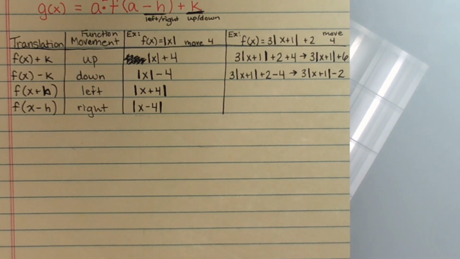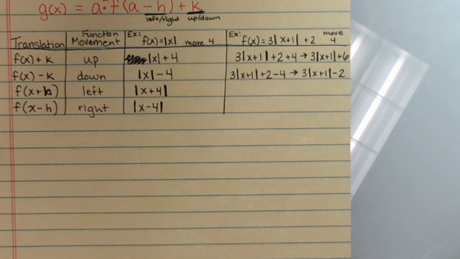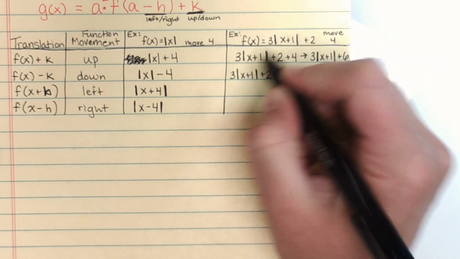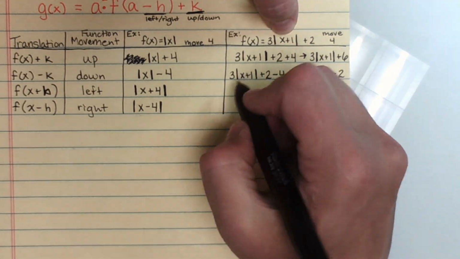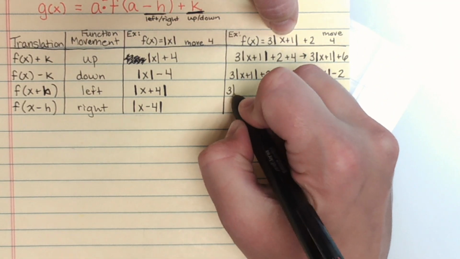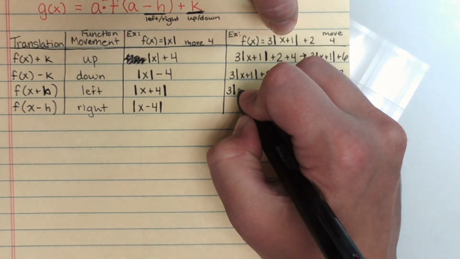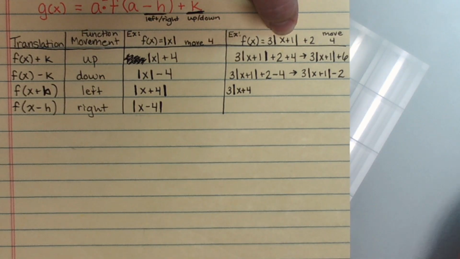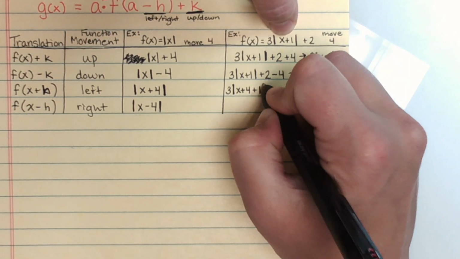But when it's a modified function, like this one, I have to be careful of where I put my plus and my minus 4 and what I can simplify. It goes directly next to the x. So the 3 didn't get touched. Absolute value. Instead of x, I'm writing x plus 4 in its place. And then there's still the plus 1 that was already there.